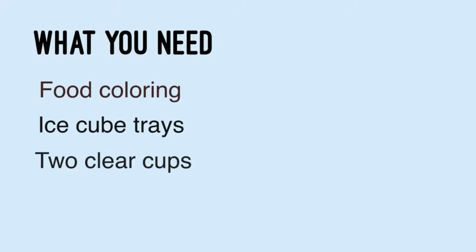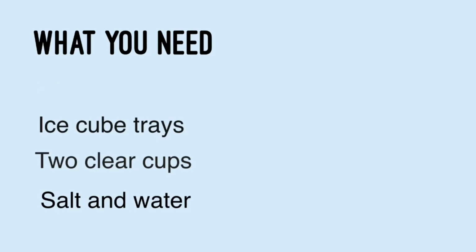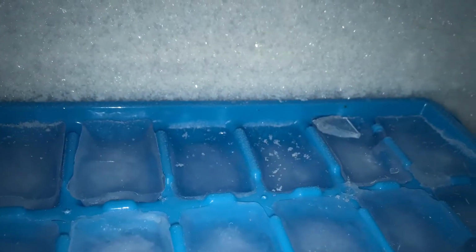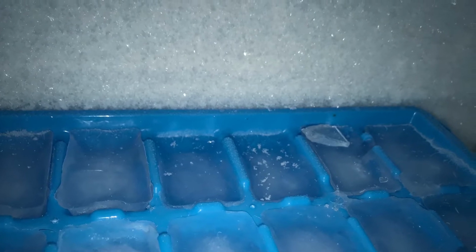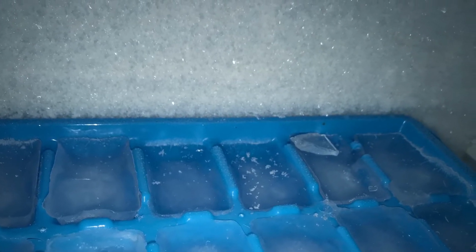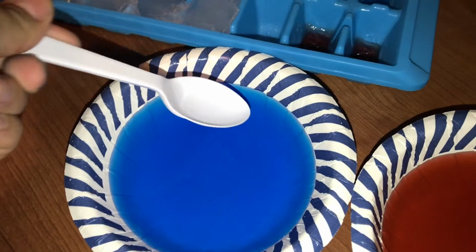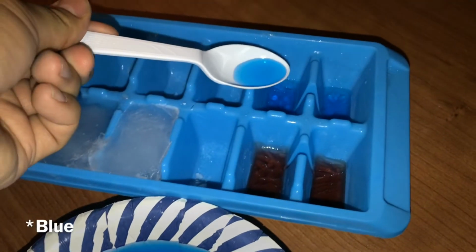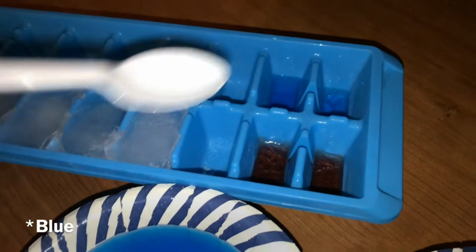You will need food coloring, ice cube trays, 2 clear cups, salt, and water. First, take the ice cube tray. Then take your red food coloring and put 4 drops each in 2 cubes.